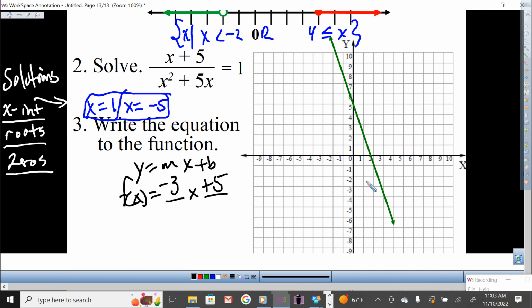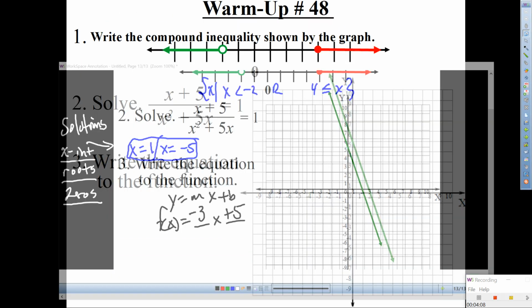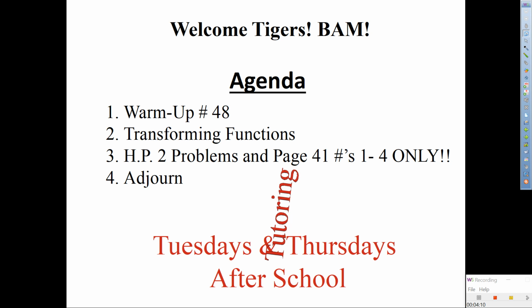All right, copy the agenda for today. Agenda: warm-up number 48, transforming functions. We're beginning our transforming functions road to the end of the school year. It's all about transformations, guys, and this is foundational stuff for pre-calc and calc. So those of you that are moving on, make sure you have this down cold. Tonight's homework is 6 problems. I'm going to give you 2 on the screen in a little bit, and 4 from page 41 that's in Canvas.